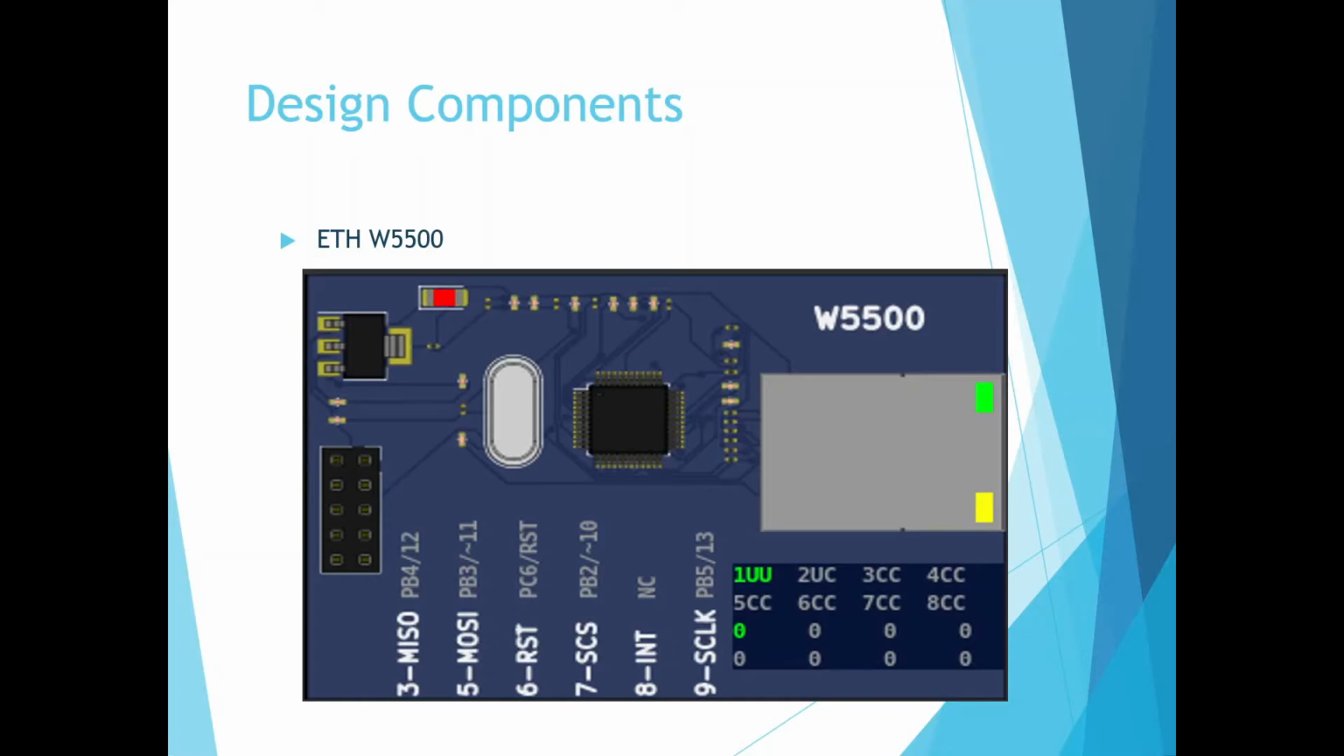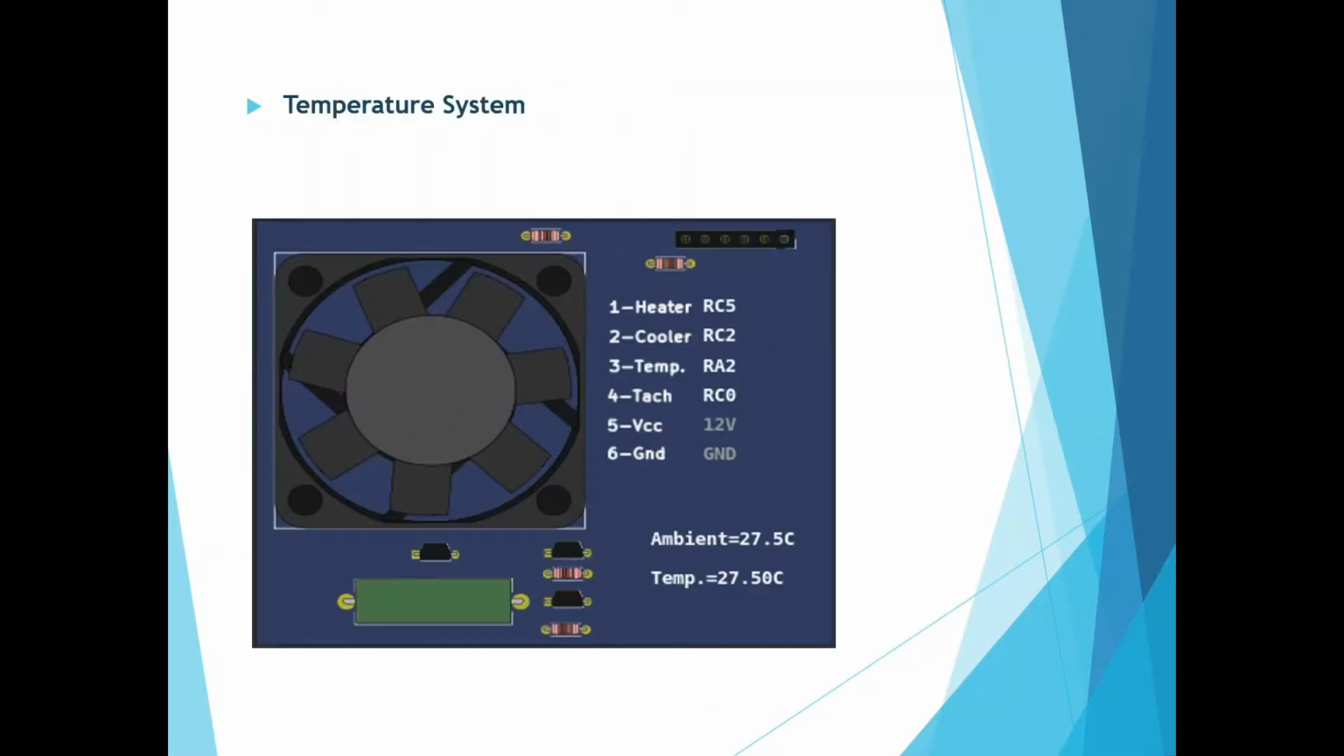Now let's see about the temperature sensor. The LM35 series are precision integrated circuit temperature devices with an output voltage linearly proportional to the centigrade temperature. The LM35 device has an advantage over linear temperature sensors calibrated in Kelvin, as the user is not required to subtract a large constant voltage from the output to obtain convenient centigrade scaling.